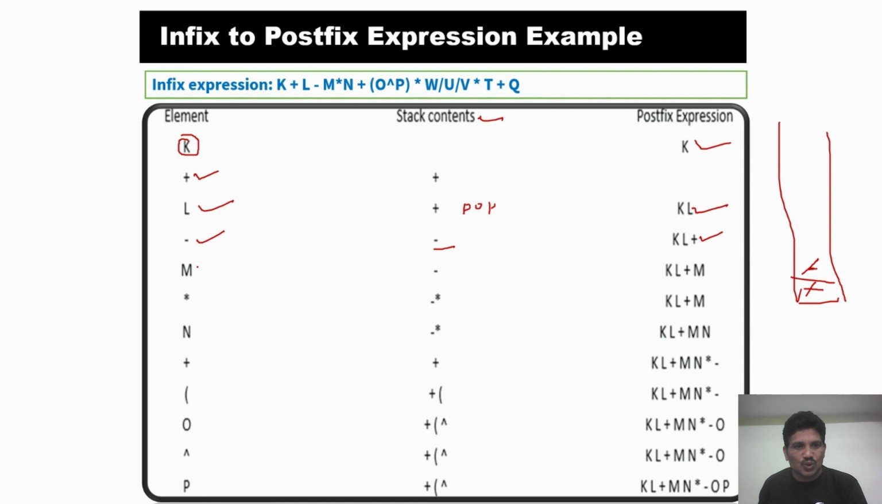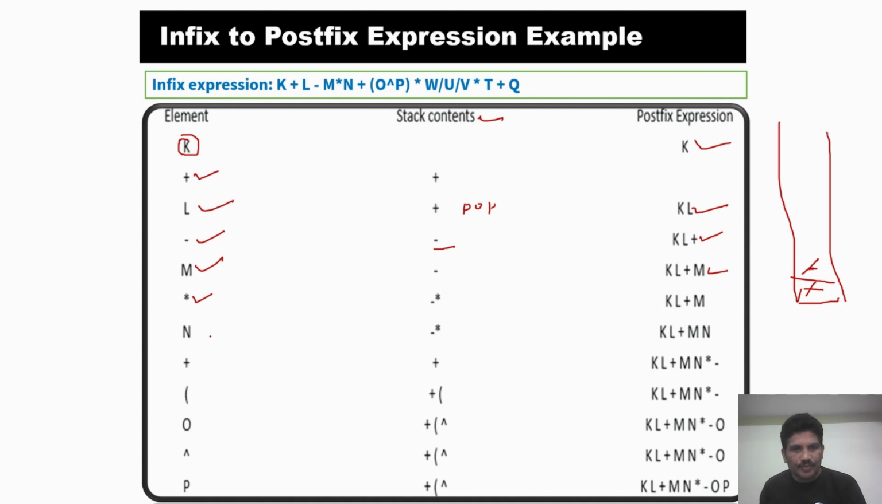What is the next one? M is an operand, so directly we add it to the postfix expression. Then it is a multiplication operator. Minus is there, and multiplication has higher precedence than minus, so there is no problem. We can place the multiplication operator on top of the minus.